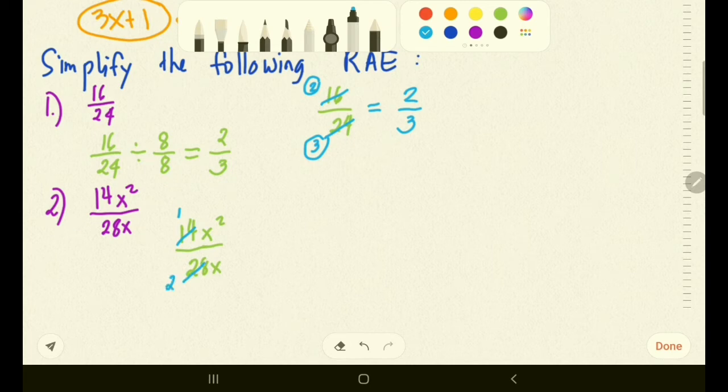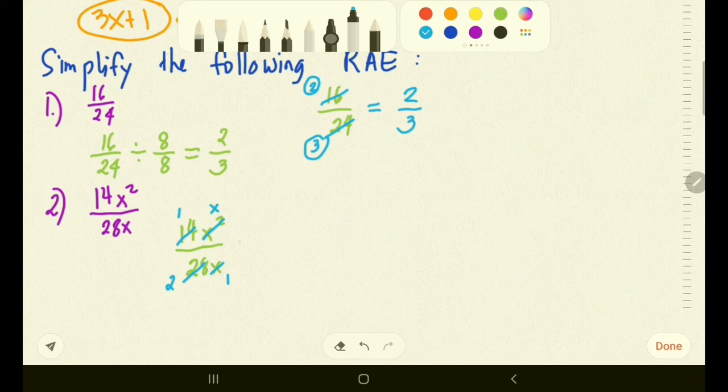Now, how about the x squared and x? Okay, their GCMF is, of course, x. As I gave you, the tip is to just pick the variable with the least exponent. That would be your GCMF. So here, x squared divided by x is x. Then you have your x divided by x, that's 1.